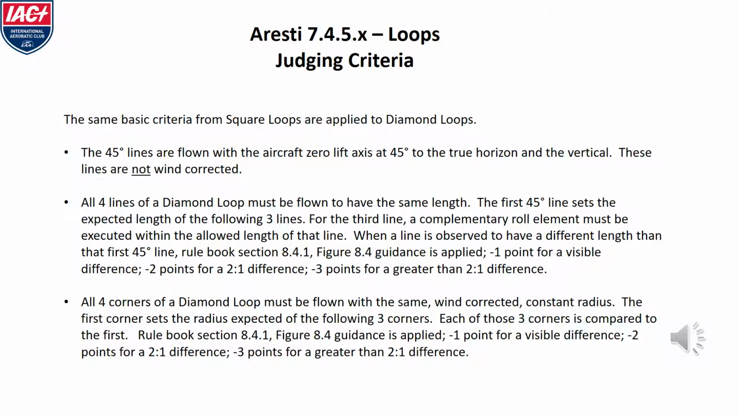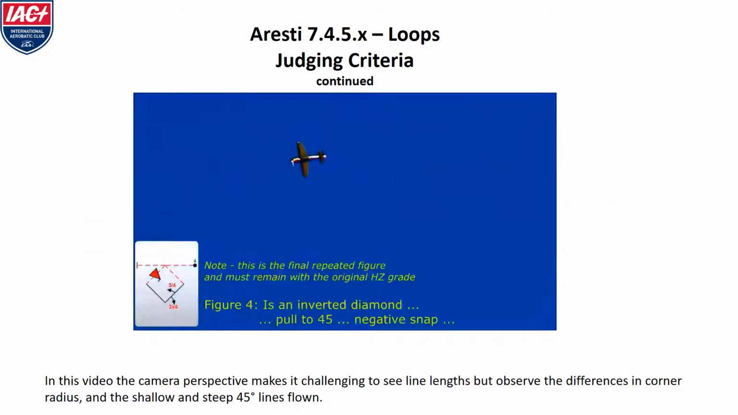All 4 corners of the diamond loop must be flown with the same constant radius, which is wind corrected. The first corner sets the radius expected of the following 3 corners. Each of those 3 corners is compared to the first, and if there are visible differences, we apply score downgrades.